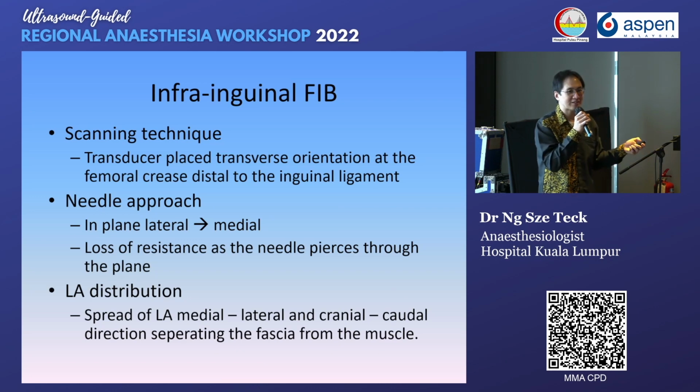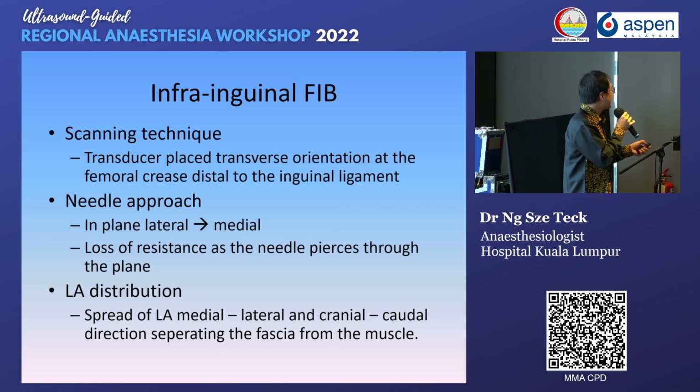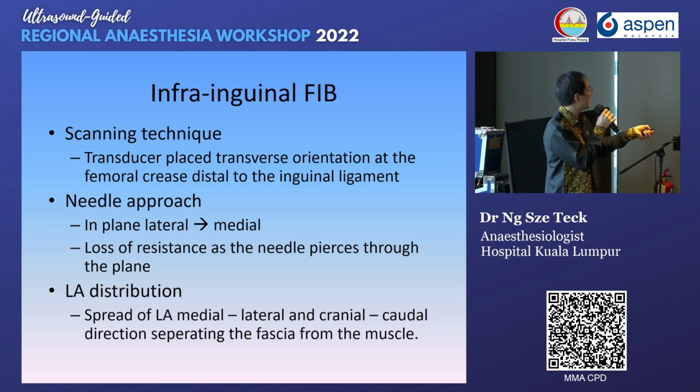So how do we scan to look for this? The transducer is initially placed, now this is the infrainguinal approach. For the infrainguinal approach, you just put the transducer in the transverse orientation at the femoral crease, distal to the inguinal ligament. So you inject in plane, lateral to medial. Okay, and pierce. You must pierce through the fascia iliaca, and you observe the spread of the LA, lateral to medial, cranial to caudal, separating the fascia from the muscle.